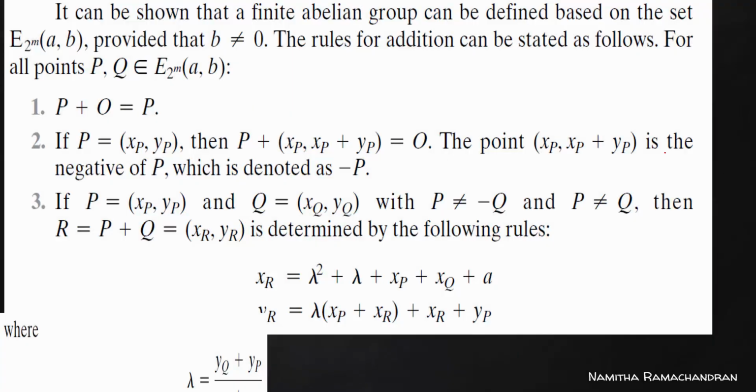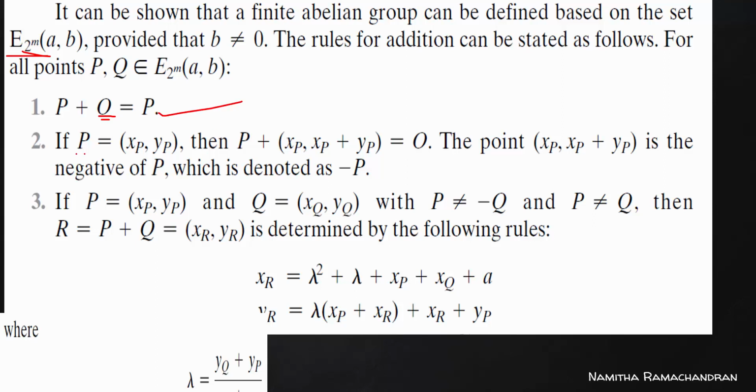Now we can define rules of addition over this elliptic curve over our Galois field with given a and b coefficient values. First rule: P plus O is P. This O is actually what? That is the additive identity. Adding the additive identity with any particular elliptic curve point, the result will be the number itself.